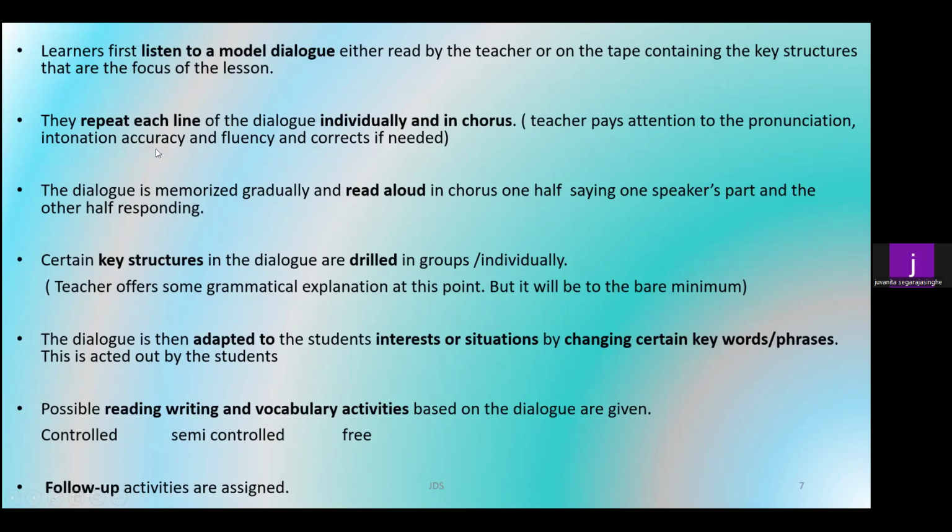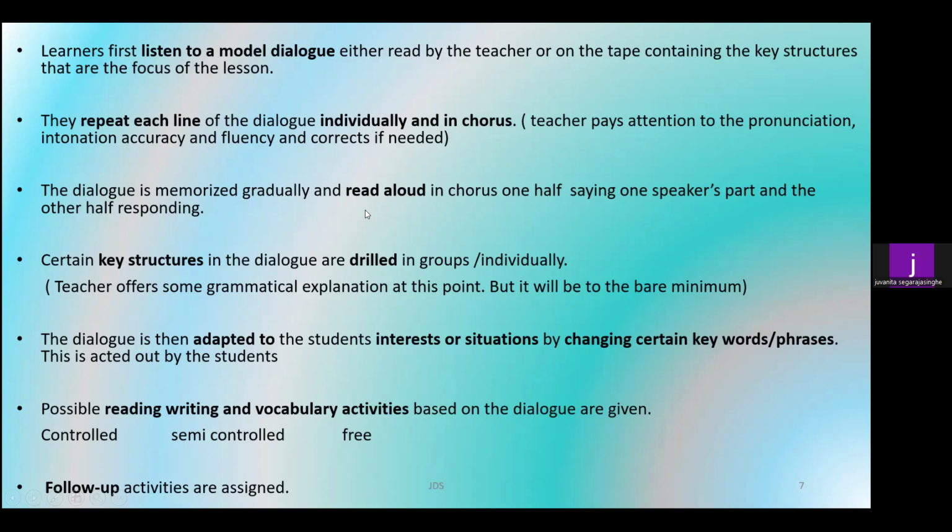So first, in the presentation of structures, you need to present it in a context, and then the teacher highlights the structure and makes the learners repeat the structure after her. While they are repeating, pronunciation should be checked. Intonation, pronunciation, mostly we check for the pronunciation.